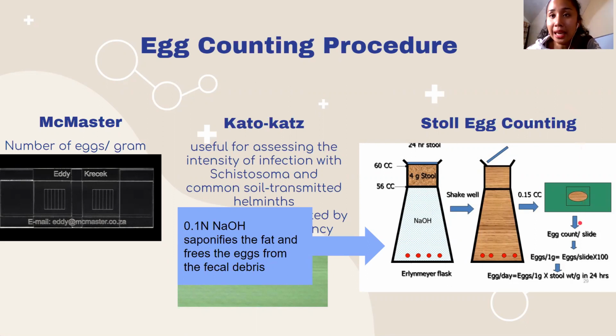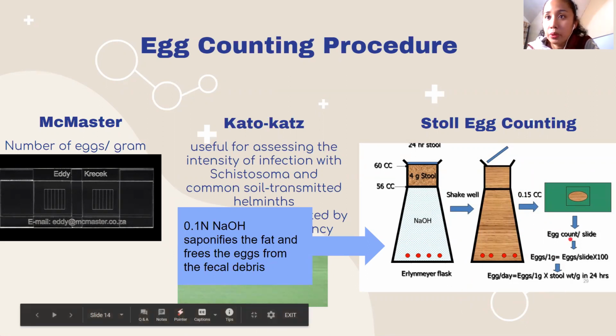Then, class, get 0.15 ml. We have to be consistent with our measurement. 0.15 ml or 0.15 cc. That's what we're going to place in our slide with cover slip.